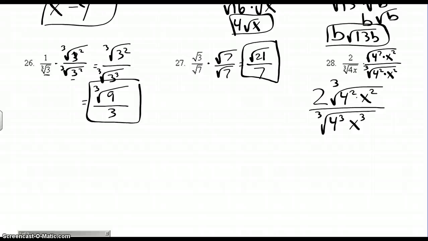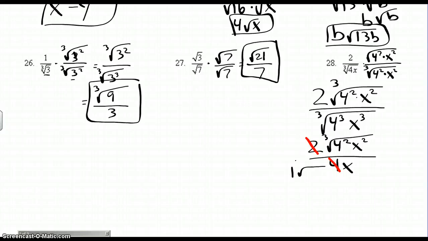So my final answer, well, I'm going to get one more step after this. I have 2 times the cube root of 4 squared x squared, all over just 4x. And we can simplify 2 over 4 to 1 over 2, which is going to give us our final answer. So I have 1 times the cube root of 4 squared x squared over just 2x. Okay, so that's the problems number 16 through 28.